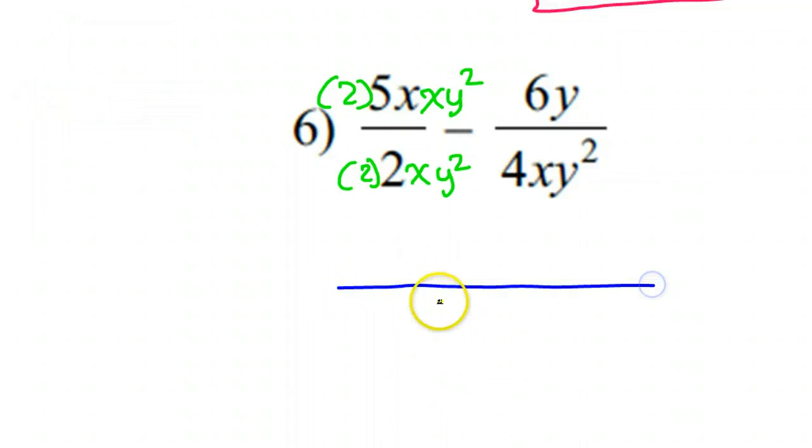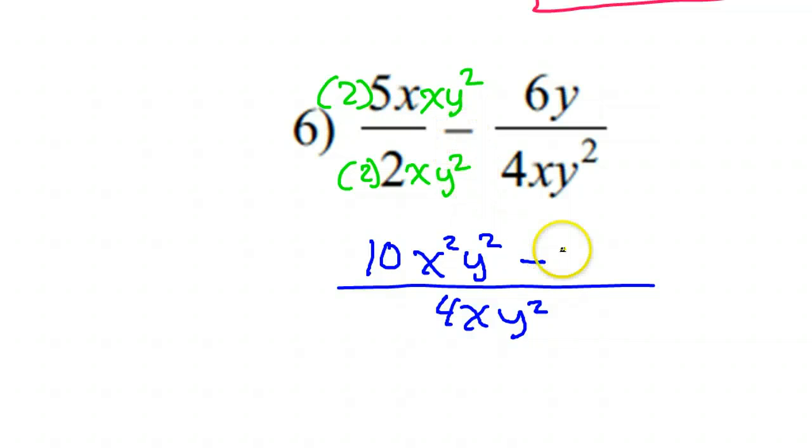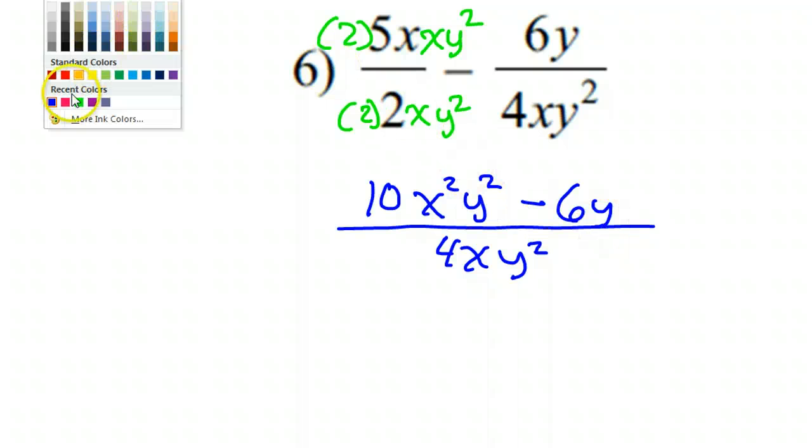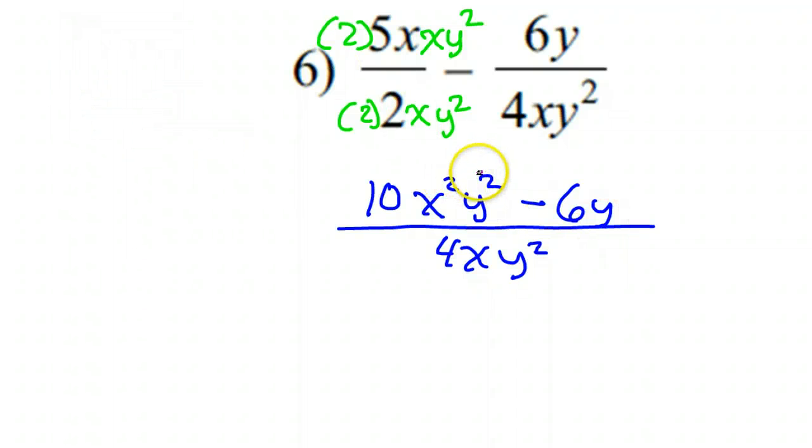So I can put them together. 4xy squared. So in the numerator here I have 10x squared y squared, minus, because of that, 6y. Now, is there anything common to all three? Yes. They are both divisible by 2, so they have that in common, but they also share a y. So the GCF of all three terms is 2y.